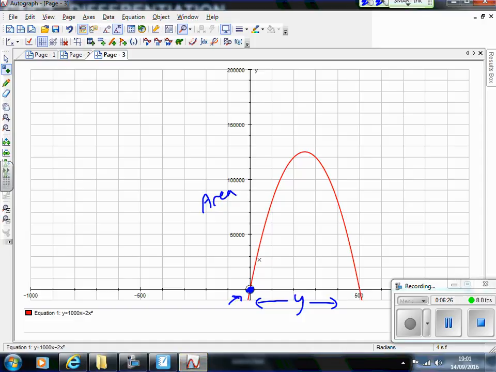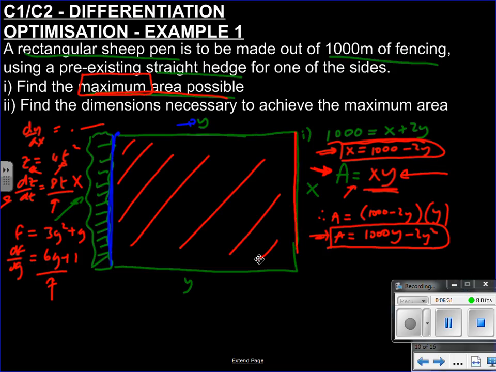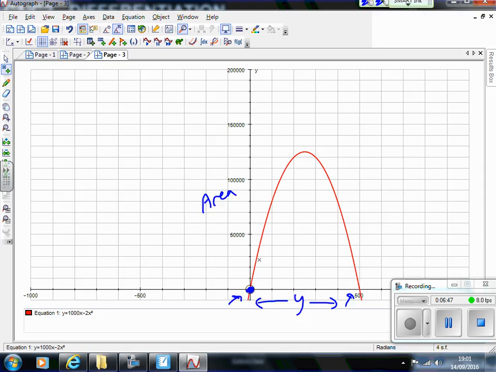Do you see? If the length was 500, so if y was 500, then I'd get 500 here, 500 here. That's used up all our fence. So therefore x would be 0. So I just have a line, don't I? And the area of a line is 0. So somewhere in between has a maximum. Can you see? This is a maximum area here. This is the turning point. This is the maximum that we can get.